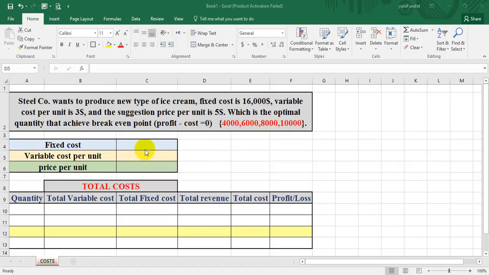We have to fill this table. Firstly, the table contains fixed costs, variable costs per unit, and price per unit. Fixed costs are, as we see above, 16,000, and the variable costs per unit are $3. So the price per unit is, as we see above, $5 per unit.